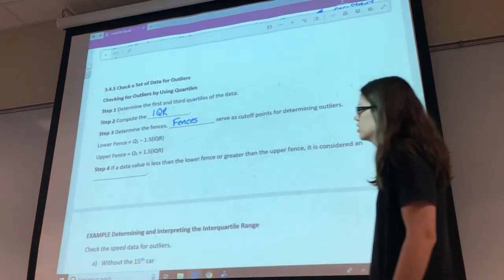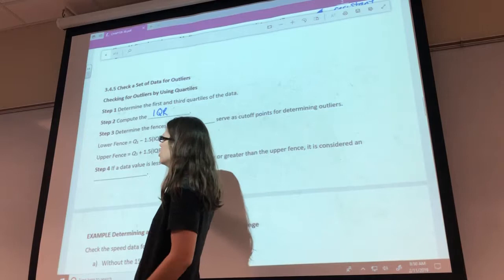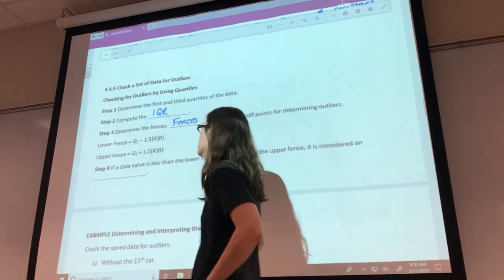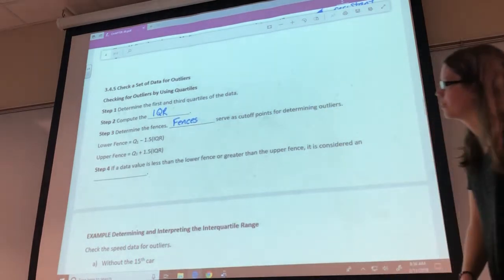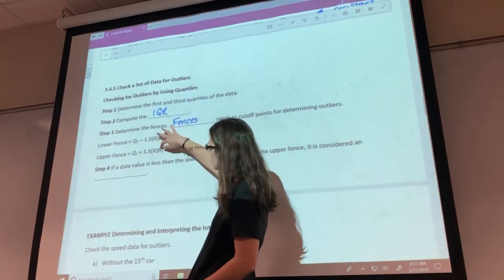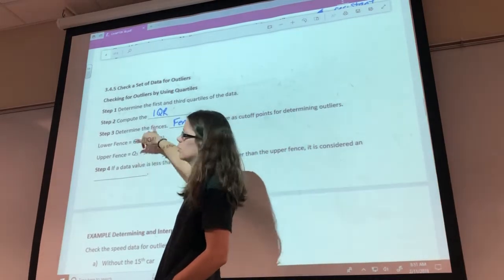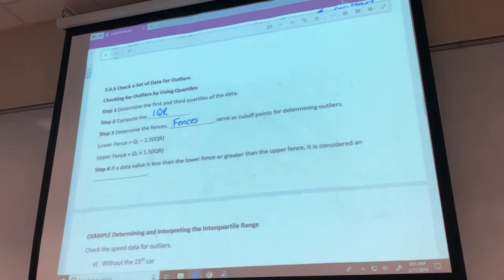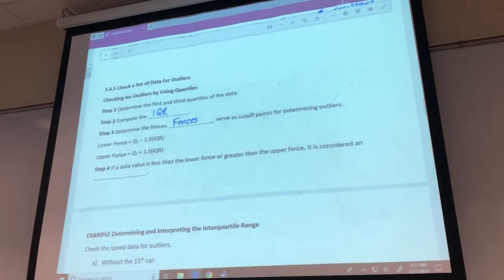So these are the formulas for your fences. I'll give those to you, you don't have to memorize them. You can see here you need to know your first and third quartiles and your interquartile range. This 1.5 is always there, that's a constant. You don't have to figure out where the 1.5 is coming from, it's just part of the formula. So if the data value is less than the lower fence or greater than the upper fence, so on the outside of the fences, it is considered an outlier.